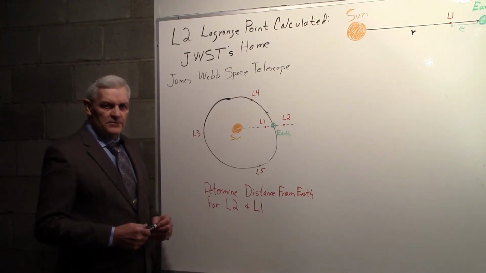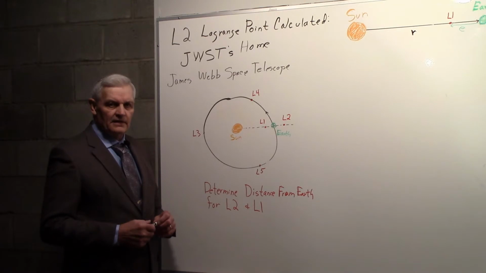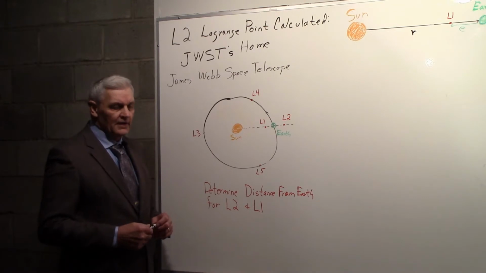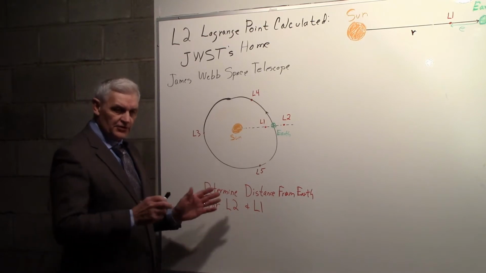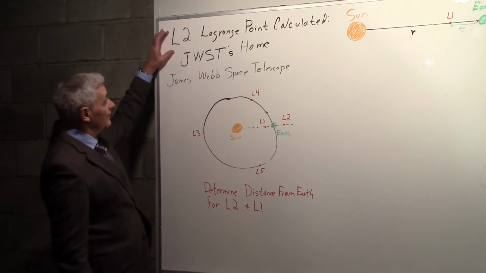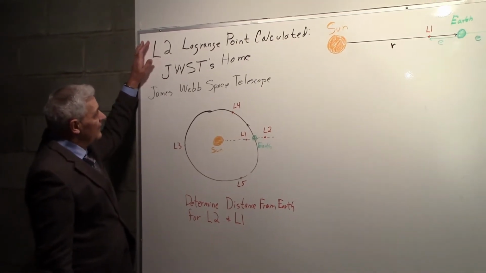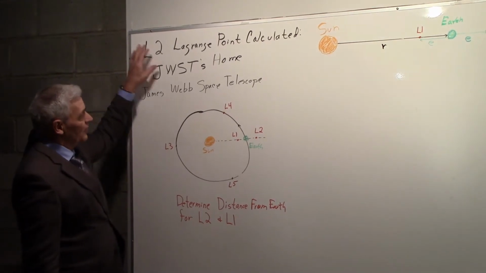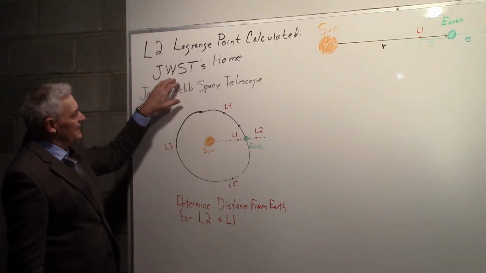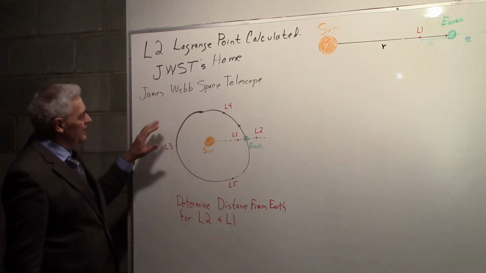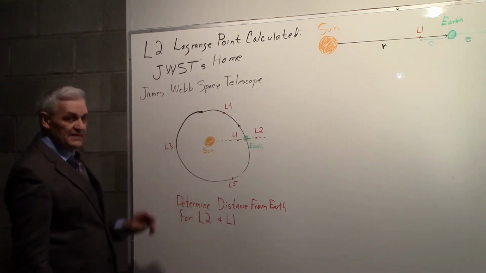With the James Webb Space Telescope sitting at the L2 Lagrange Point, people have asked me how I would calculate that distance, so I'm going to show you how to do it. What we're going to work on here is finding the L2 Lagrange Point. We're going to calculate it, and that turns out to be the home for the James Webb Space Telescope.